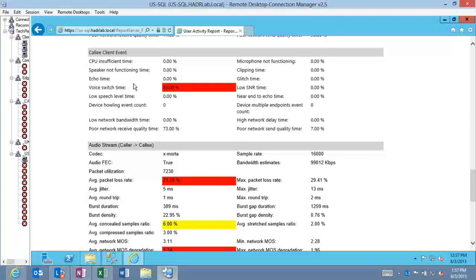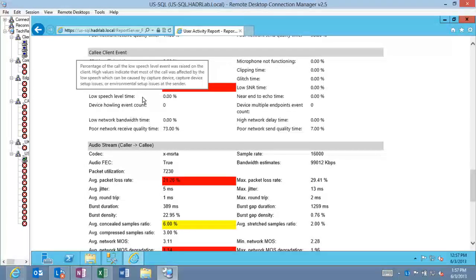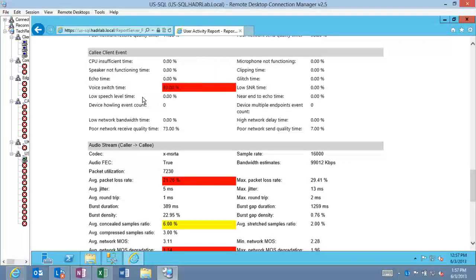So I could come in here and see that this voice switch time was really high, which I now know by reading through this means that there was an echo problem. So the person could say, I got this user-facing diagnostic, it said something about echo. I can come back here, verify that against the report and say, yeah, you had echo. You were using some device that was causing echo in your environment, and try to figure it out from there.